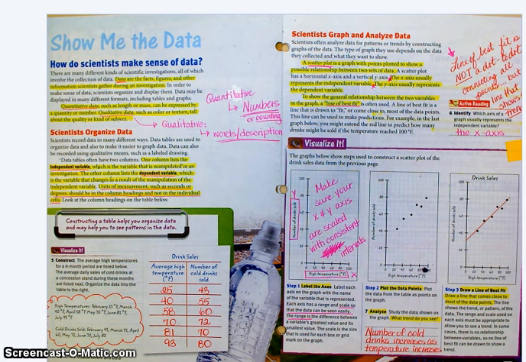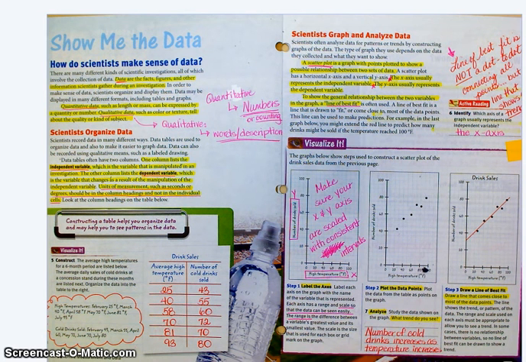Okay? Then, under scientists organized data, I made sure that I highlighted where it talks about the independent variable and the dependent variable. And I also underlined the sentence that said units of measurement such as seconds or degrees should be in the column headings and not in the individual cells.